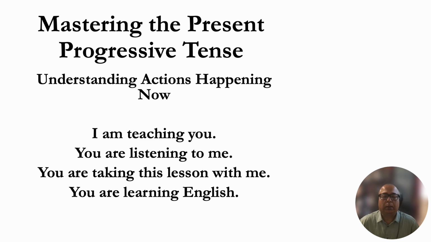Today we will learn how to use the present progressive tense in English. Okay? If you took my previous lesson, we learned how to use the simple present tense. But today we are going to learn the present progressive tense. It's also called the present continuous tense. Okay, this tense is used to describe actions that are happening now.